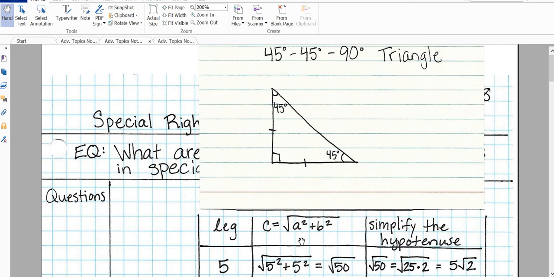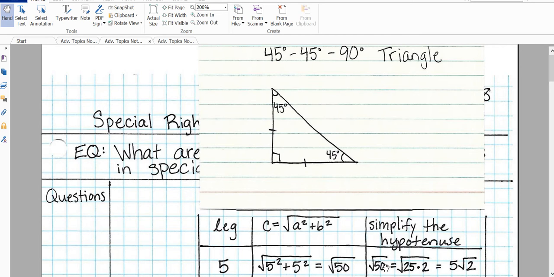Okay, so let's say that we have a leg that is 5 units long. So up here, let's say this leg is 5. Now if the leg here is 5, then we know that this leg is also 5. So then we take our leg and we plug it in for both values for a and b and solve for c. So in this case, c equals the square root of 50. And that is an exact value of our hypotenuse. But then in our third column, I want to simplify it, okay?